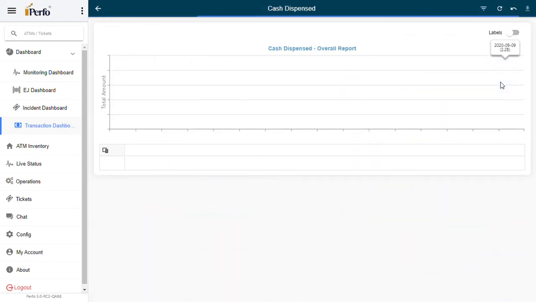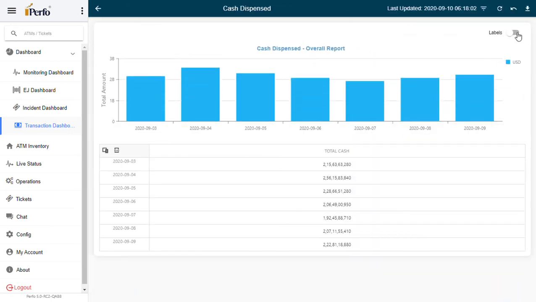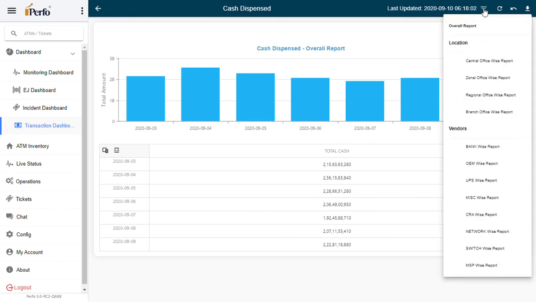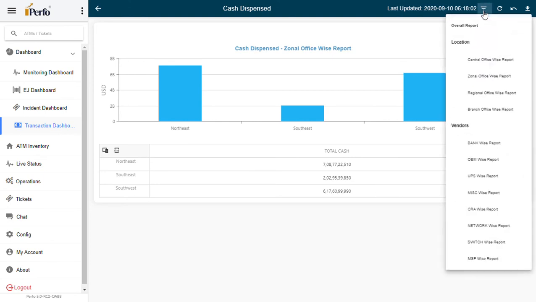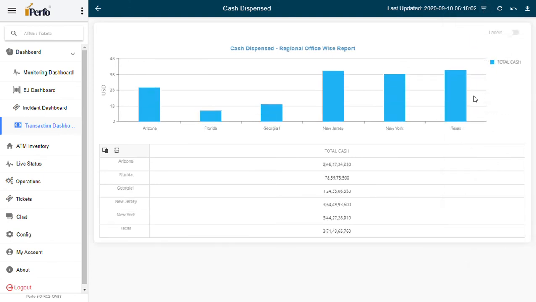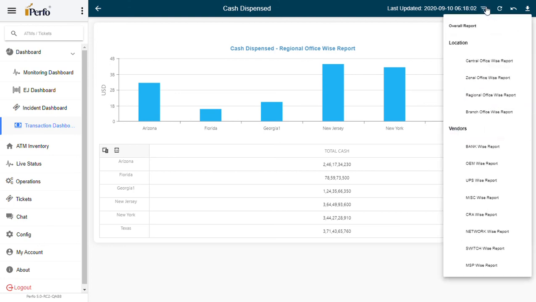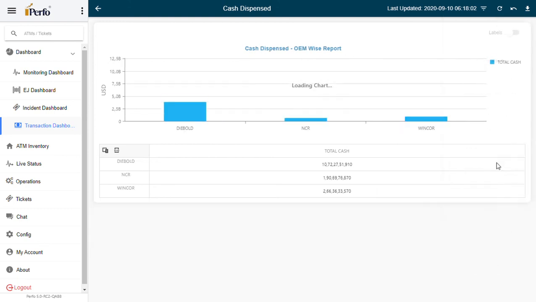Now the same case here, what you could do is you can see which zonal offices are dispensing the most amount of cash. Okay, even at a regional office level, you can see which regions are dispensing the most amount of cash. Maybe because of higher demand, or maybe because of better availability, right?